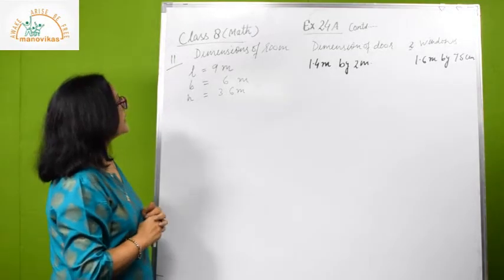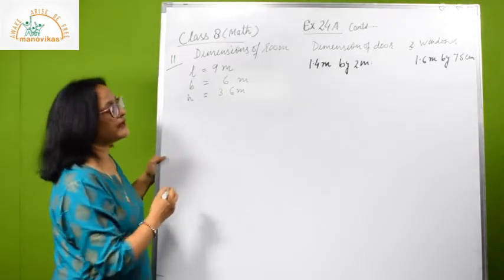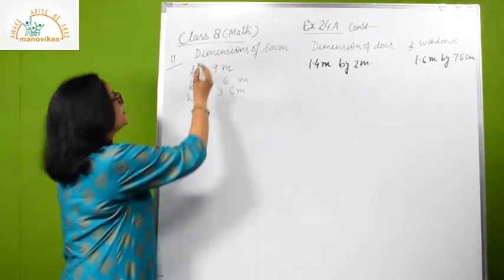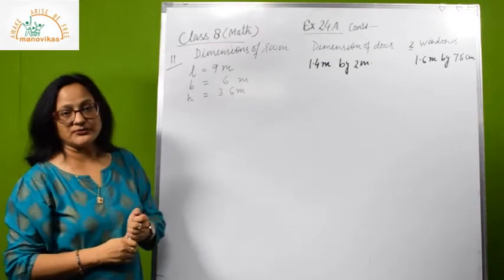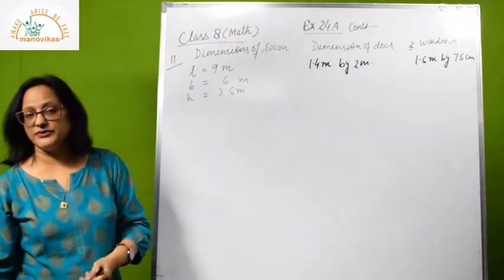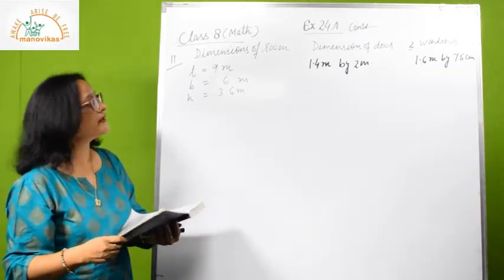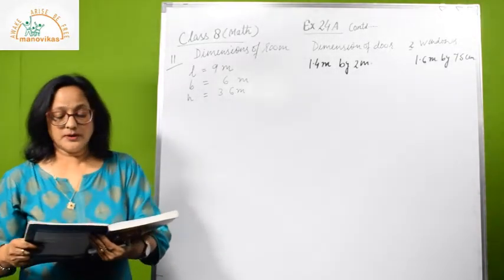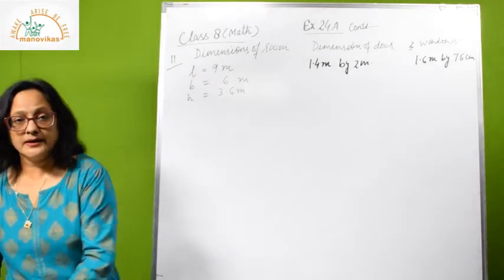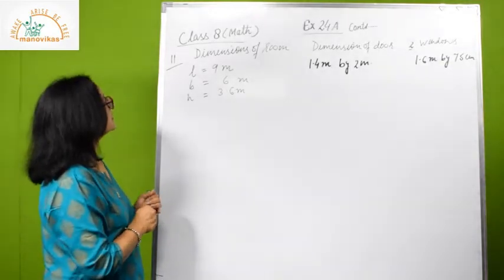Now you have to find the area of the four walls, excluding the window and door. Also you have to find the cost of painting the four walls, excluding obviously the door and windows, and also the cost of painting the ceiling. So one by one we will take the question.